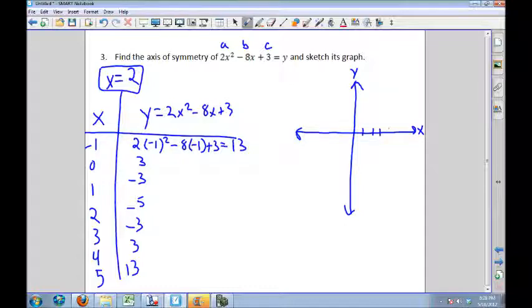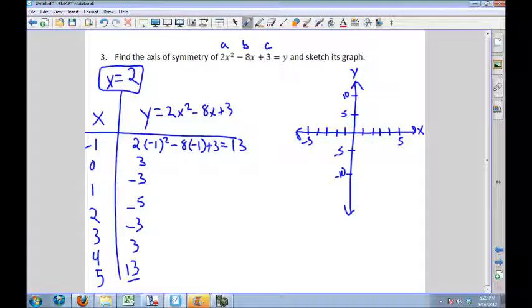1, 2, 3, 4, 5. Negative 1, negative 2, negative 3, negative 4, negative 5. And when I look at this, I see that I have to go up to 13, so I might make my scale over here go by 5s. 5, 10, negative 5, negative 10.